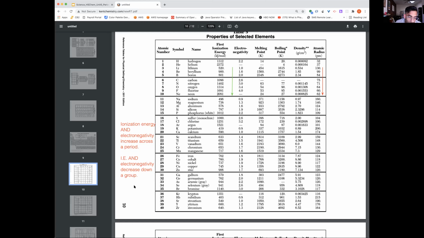And the reason they both decrease down a group, I've talked about ionization energy already. It will take less energy to pull an electron, the more shells we add in between it and the nucleus. So as we go down a group, we add more electron shells that are filled. That means there's kind of a buffer, okay?